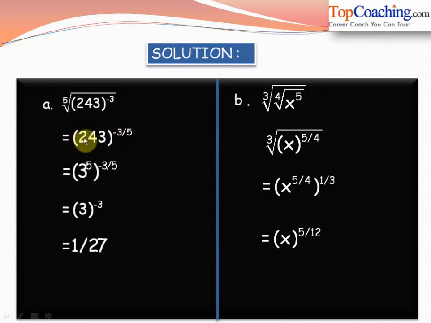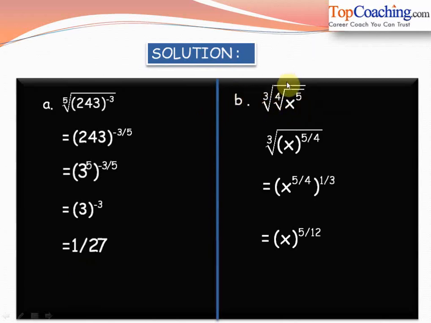The 243 could be written as equal to 3 to the power of 5. So this expression becomes 3 to the power of 5 whole to the power of minus 3 by 5. Now these two powers could be multiplied together, and thus 5 and 5 get cancelled, and what we get is 3 to the power of minus 3. Now 3 to the power of minus 3 is nothing but equal to 1 by 3 to the power of 3, which is equal to 1 by 27. Thus the final value of the fifth root of 243 to the power of minus 3 is equal to 1 by 27. Let's look at the b part.